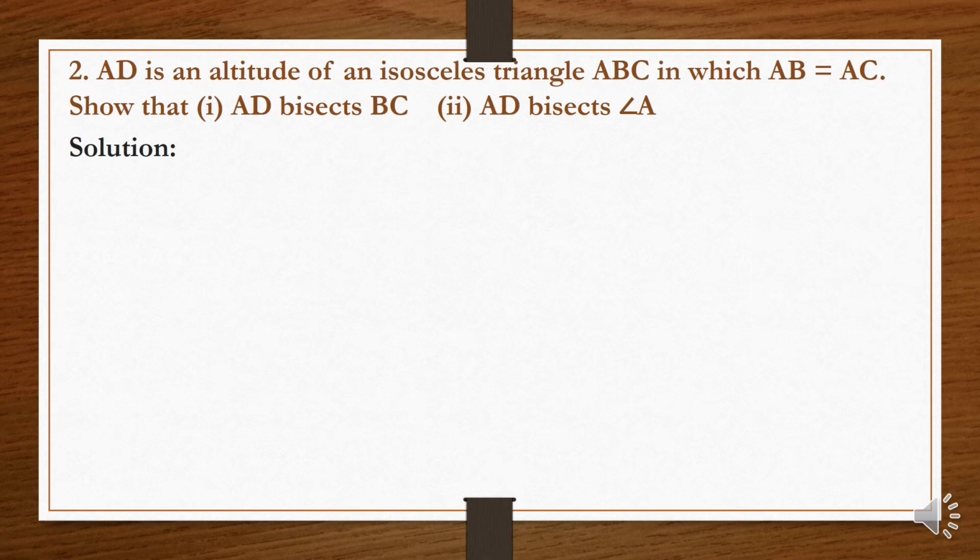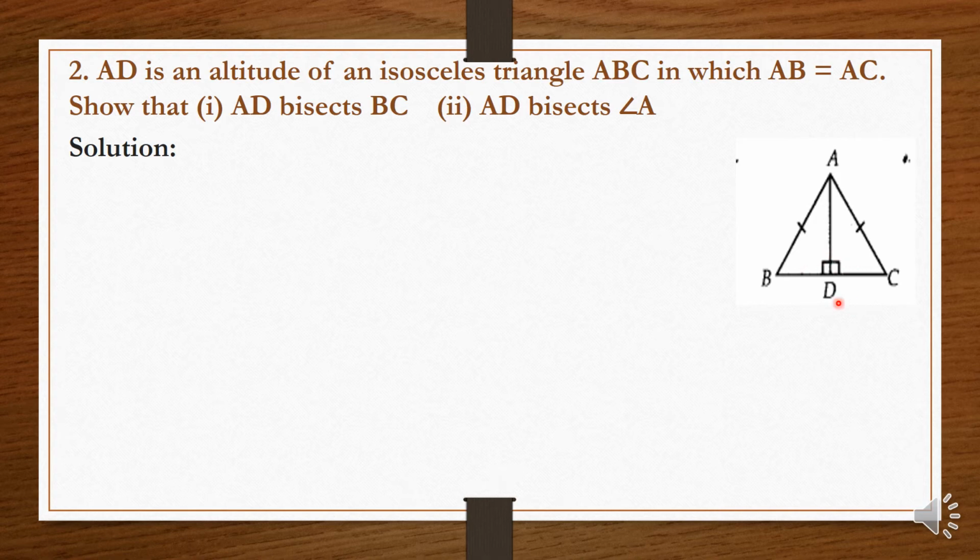Question number 2. AD is the altitude of an isosceles triangle ABC in which AB equals AC. Show that AD bisects BC. So let us take the diagram. Let ABC be a triangle where AB equals AC. That is, it is isosceles in nature. Now, AD is perpendicular to BC. As a result, angle ADC is equal to angle ADB, and both are 90 degrees.